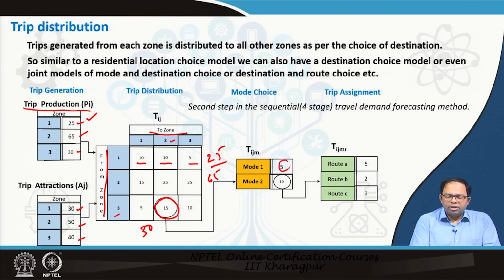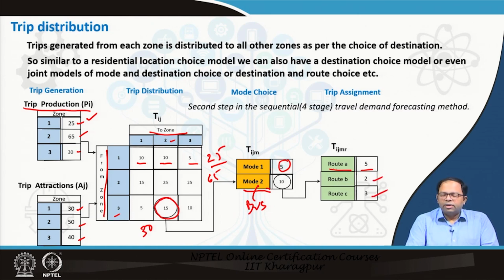So, in mode 1 there are 5 trips, and in mode 2 there are 10 trips, and finally, suppose this one is bus. Now, we have to assign these bus trips to different routes or pathways, so that these pathways would be used to reach a particular zone. People will be able to reach from zone 3 to zone 2, and that actually shows route A. There would be 5 people using transit or bus, and then in bus route B there are 2 people, and in bus route C there are 3 people.